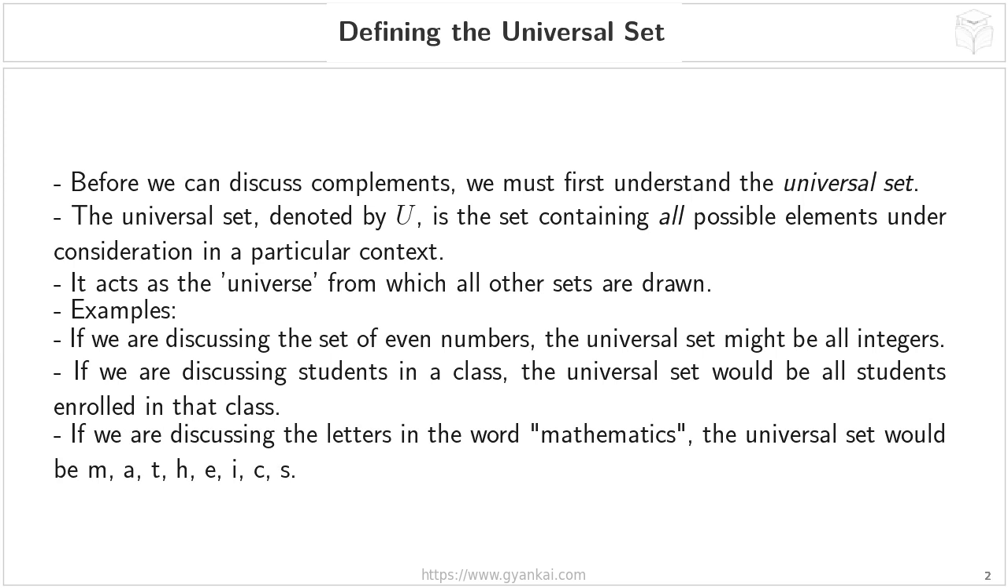Finally, let's consider something a little different. If we're looking at the letters in the word mathematics, the universal set would be the set containing each unique letter in that word. So it would be M, T, H, E, I, C, and S. Notice we only list each letter once, even though some appear multiple times in the word. Understanding the universal set is absolutely crucial because, as we'll see in the next slides, the complement of a set is always defined in relation to this universal set. So, make sure you have a good grasp of this concept before we move on.